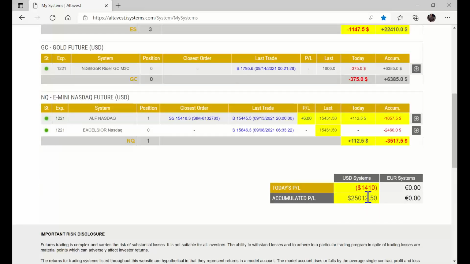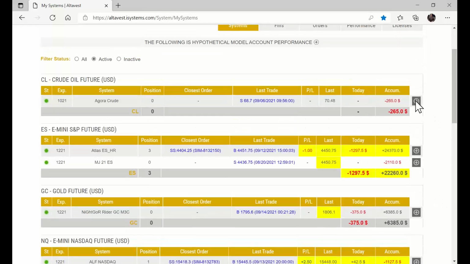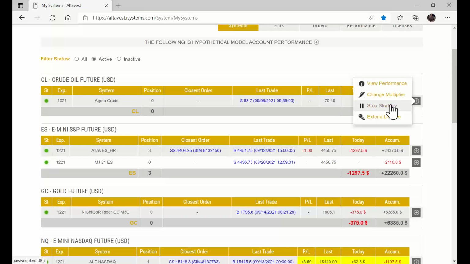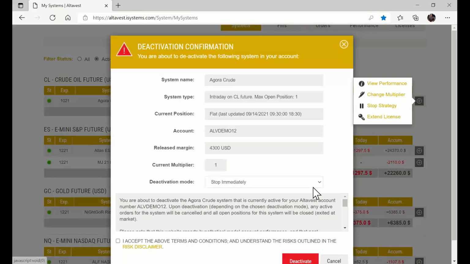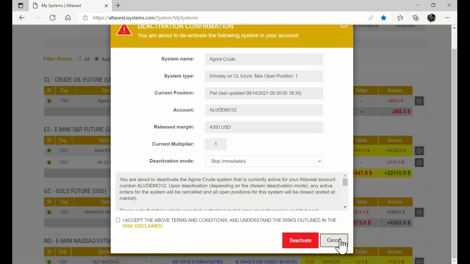And at the end here, you can see your accumulated P&L. So far today, it's on a drawdown. The next hour or two could be totally different, could be positive. But the accumulated gains so far for these systems since being active are just over 24, almost 25,000. So that's how that works. If you want to stop any system, you would use this icon to stop the strategy. You can choose to stop immediately or simply not trade on the next session and then click deactivate.